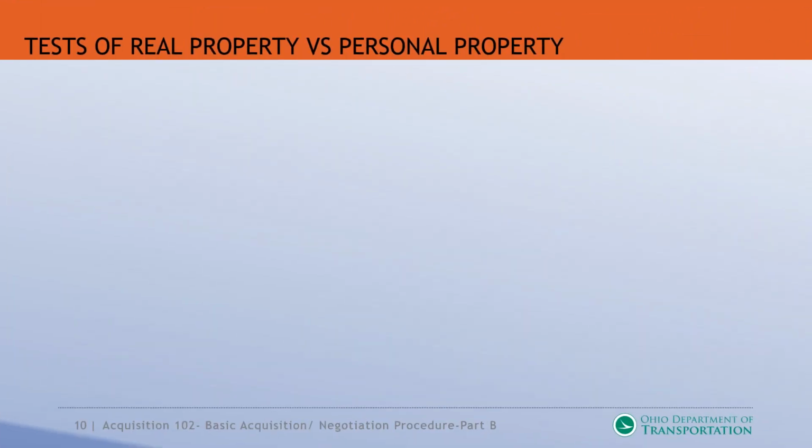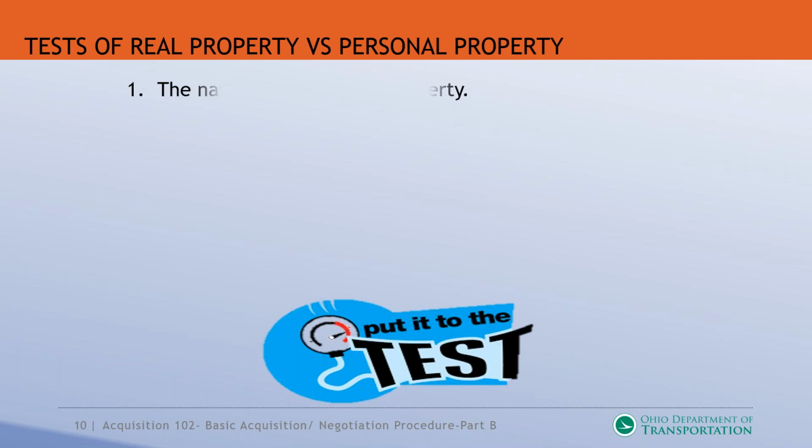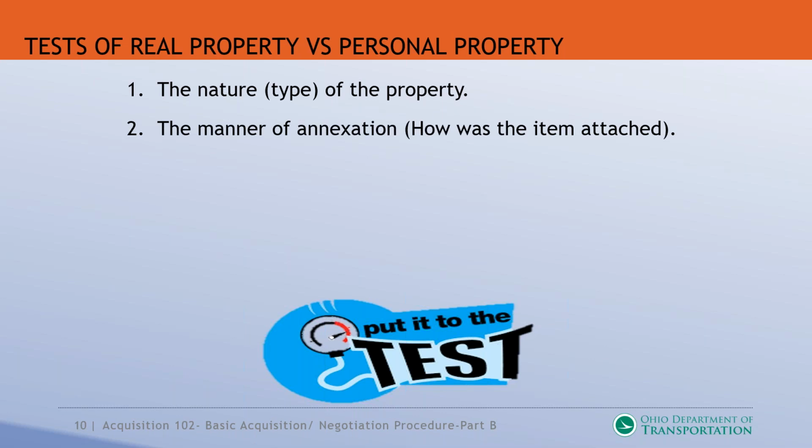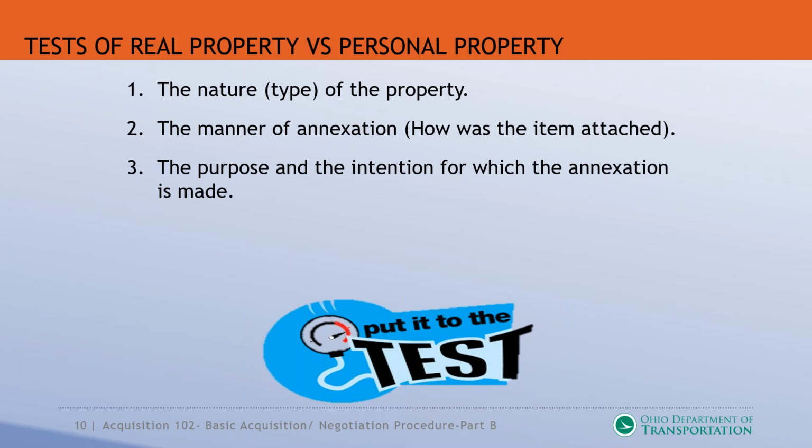All right, so what are the tests of real property versus personal property? The nature or the type of property, the manner of annexation, so we're talking about how the item was attached. Was the item attached in such a way that removing it would create damage to the structure? What was the purpose for which the annexation was made?